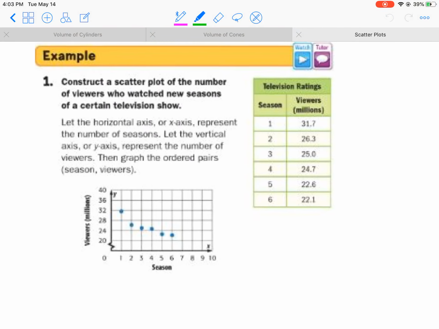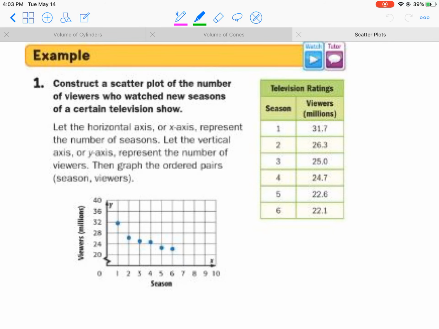Okay, so construct a scatter plot of the number of viewers who watched new seasons of a certain television show. So you can see that you let the horizontal axis, or the x-axis, represent the number of seasons. That would be here. We would call that x, and this would be our y, the viewers. So for season one, we have about 32 million viewers. In season two, we have 26.3. Season 3, 25, Season 4, 24.7, Season 5, 22.6, and Season 6, 22.1.